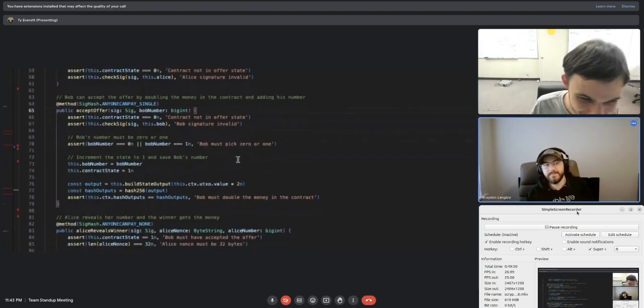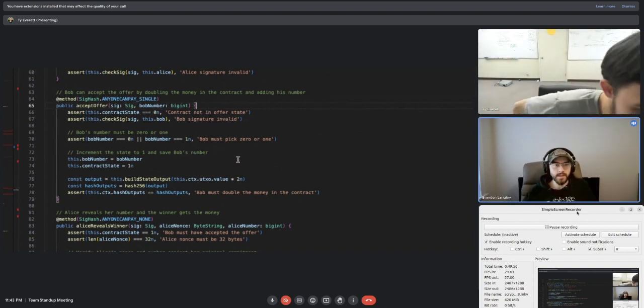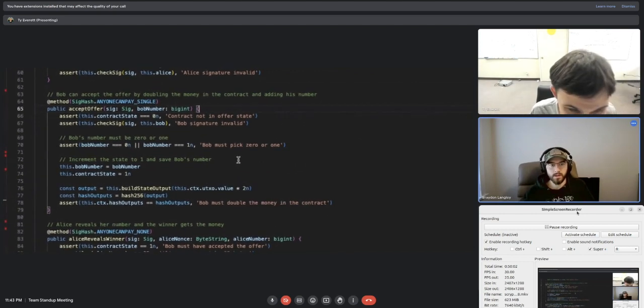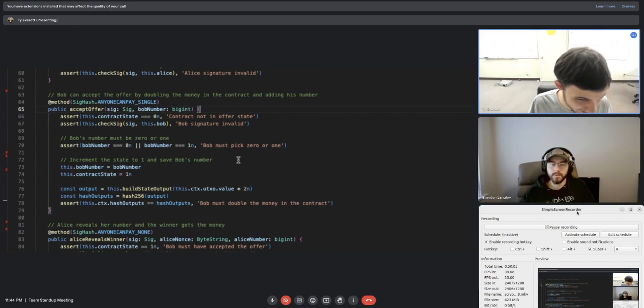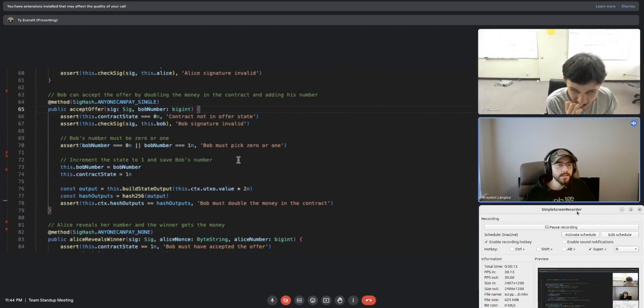All right. Next method. Again with the @method decorator, but this time the sig hash is anyone can pay single, which means none of the inputs are signed, but there is one output that is signed that you care about. So this is accept offer. And as it says in the comments, Bob can accept the offer by doubling the money in the contract and adding his number. This is a method that allows Bob to accept the offer from Alice. It has two params: the signature required to accept this offer, and Bob's number.